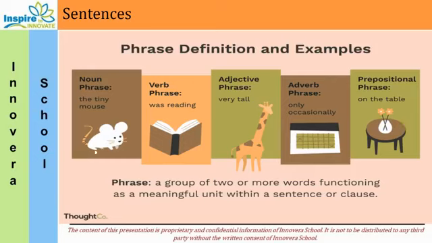So all these words you could see have some meaning. A tiny mouse, does it have some meaning? Yes. Was reading, somebody was reading. Very tall, this is an adjective, a describing word, but it has some meaning. On the table, something is kept on the table. Such kinds of sentences we generally use in our day to day life, in regular speaking or whenever we are in general talk, we use phrases.